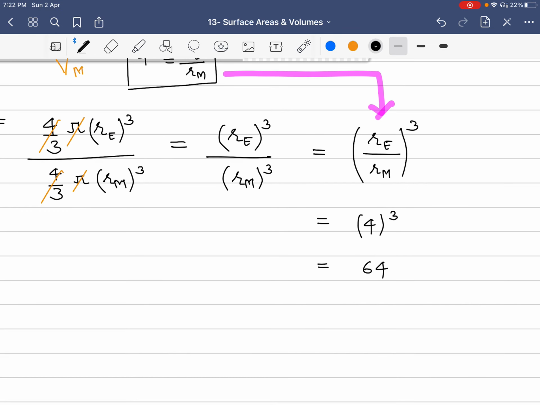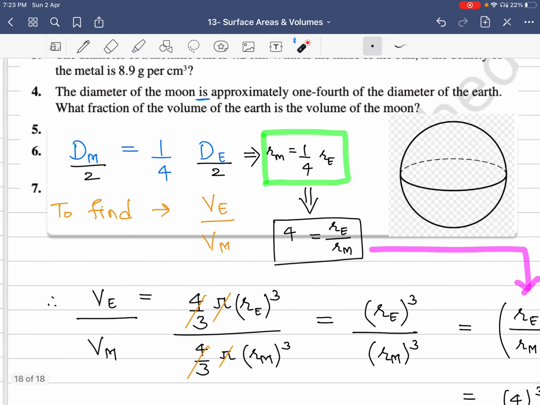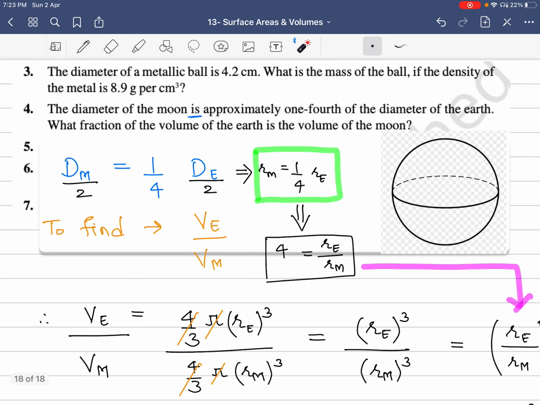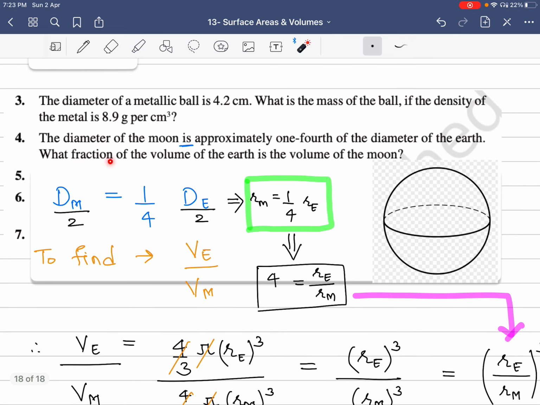So note that this is the value of this fraction. This was the fraction volume of earth divided by volume of moon, which has come to equal 64. Since it's a division of two same values, volume divided by volume, it will not have any unit. Very important, don't give any unit to this number. So the value is equal to 64, which is what we wanted to find. What fraction of volume of earth is the volume of moon? So we have to find the fraction of volume of earth that is the volume of moon.